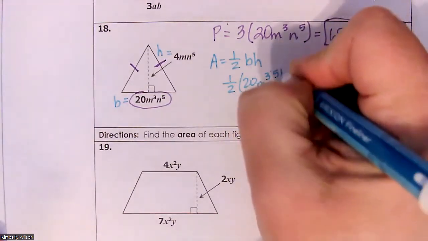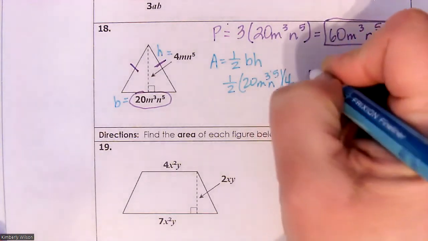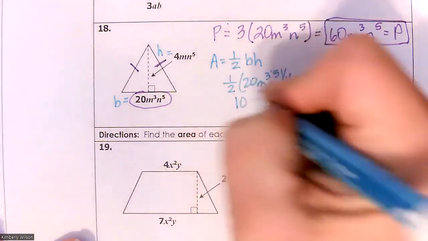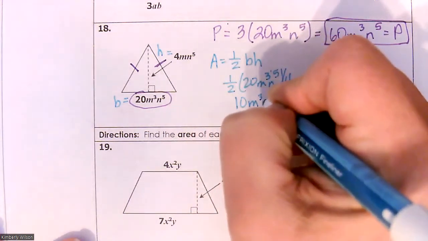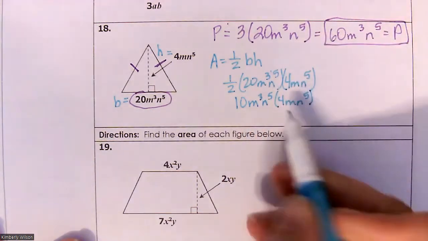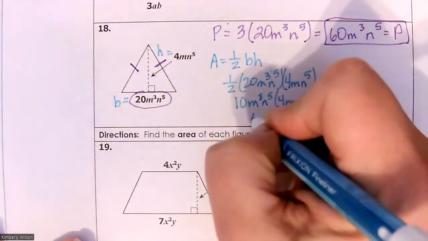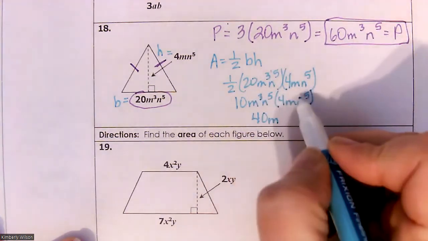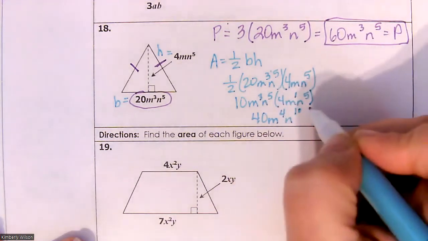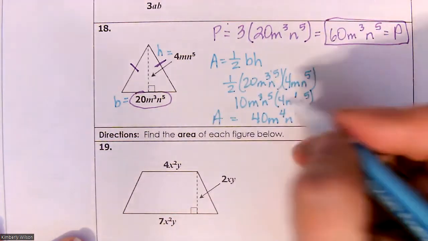N to the 5th. Close parentheses, and we multiply times 4 m n to the 5th. And now we just start simplifying. Well, half of 20 is 10. So I have 10 m to the 3rd n to the 5th, and 4 m n to the 5th. Now we multiply our coefficients, and then we add the exponents. So we have 40 m, 3 plus this 1 to the 4th, 5 plus 5, n to the 10th. So our area is 40 m to the 4th, n to the 10th.